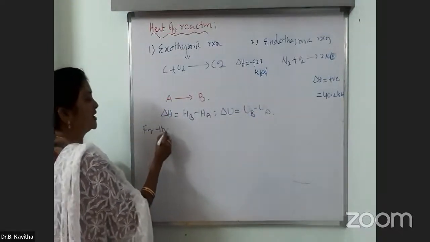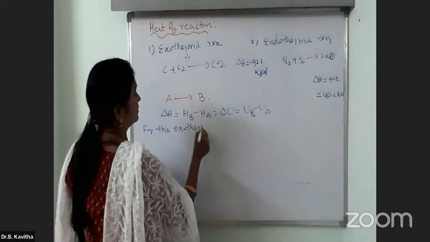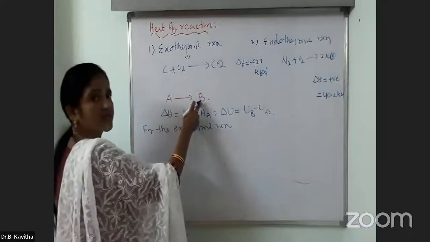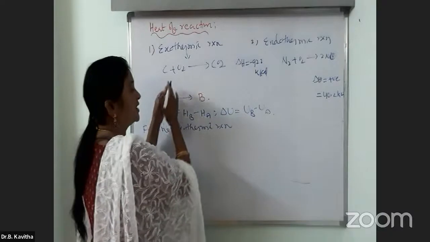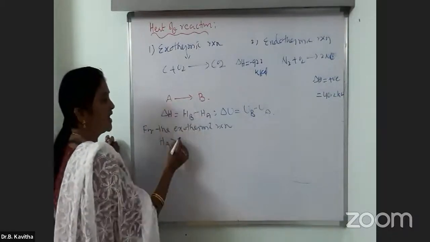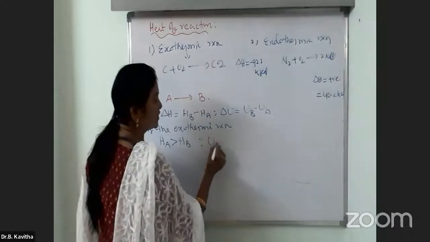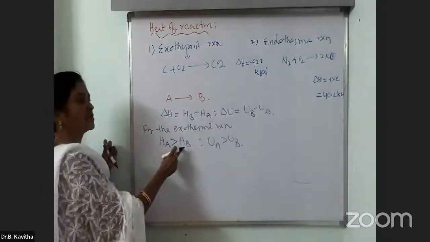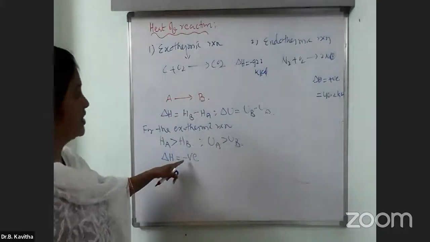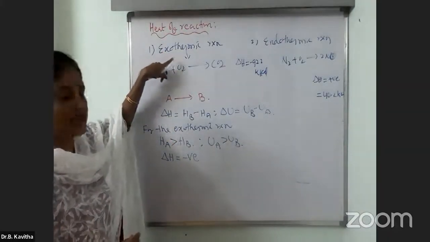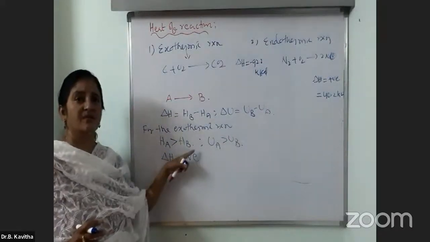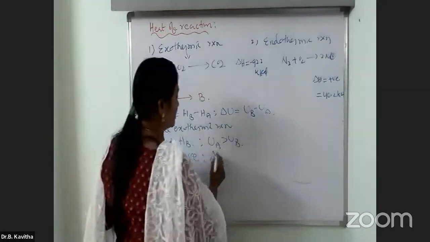For the exothermic reaction, the reactants will have higher energy than the products. In the exothermic reaction, the reactant molecules liberate the heat energy and convert into products. That means HA will have higher energy than HB. If you take internal energy, UA is greater than UB. So when HA is greater than HB, with initial and final, delta H is negative. For that reason, whenever you write delta H for the exothermic reaction, you write minus, because the reactants have higher energy than the products. Delta H is negative here, and delta U is also negative.